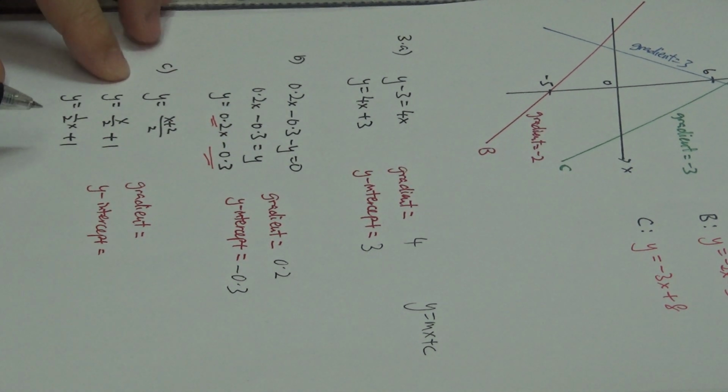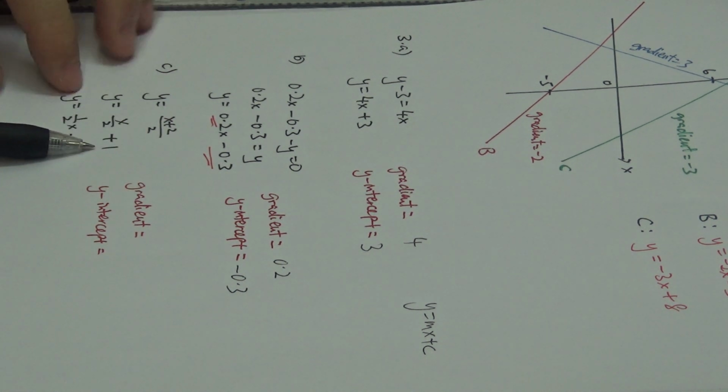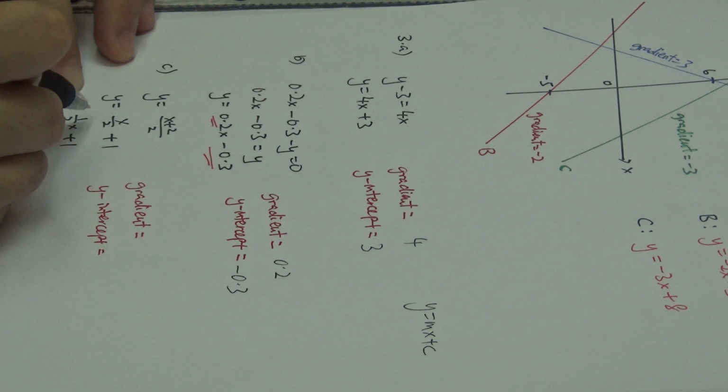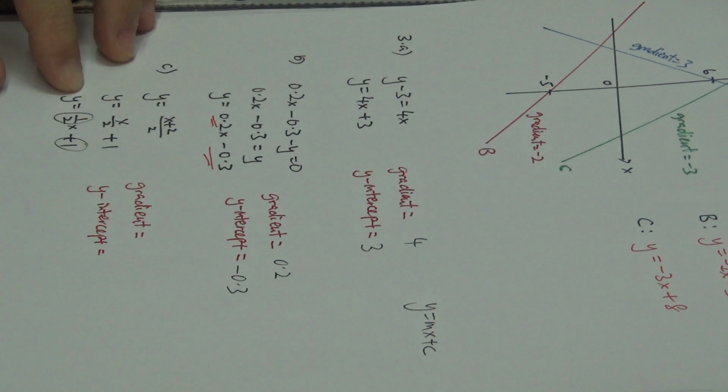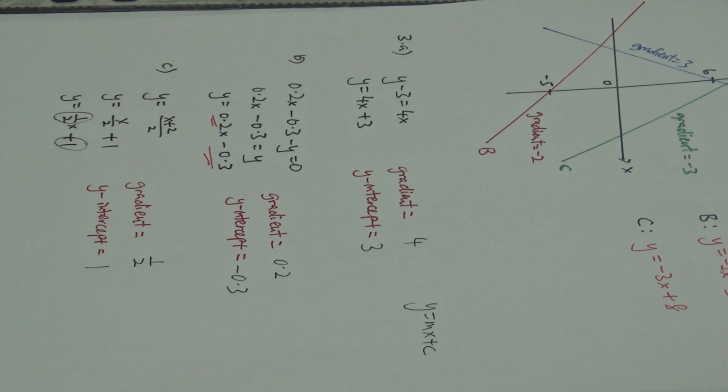For part C, we have to do the division. x divided by 2, 2 divided by 2 is 1. Now x divided by 2 is the same as half x. Remember I said what is in the middle belongs to the top. So this will be my gradient, this will be my y-intercept. So the gradient will be half and the y-intercept will be 1. So that will be your answer to question number 3. Please check your solutions and make sure you understand what is being discussed.